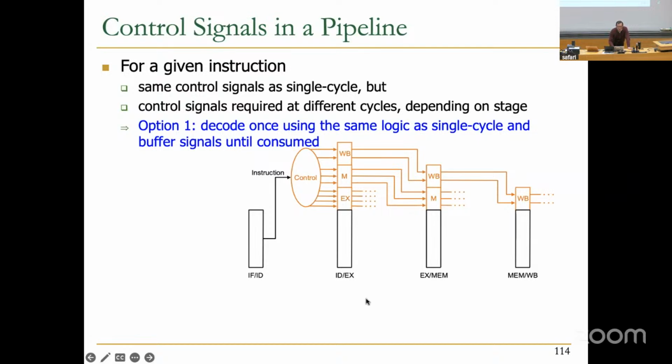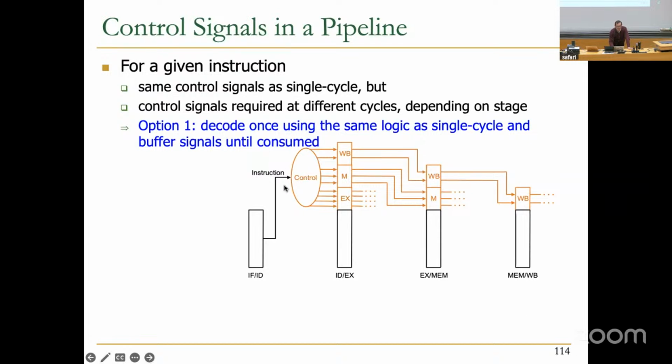So these control signals that are only needed in the execute stage are not needed in the memory stage. You don't need to propagate them into this register that's between execute and memory stages. And these control signals that are needed only in the memory stage and not needed in the write-back stage, you don't need to propagate them to the pipeline register between memory and write-back stages.